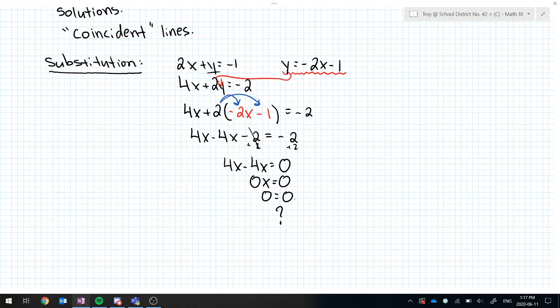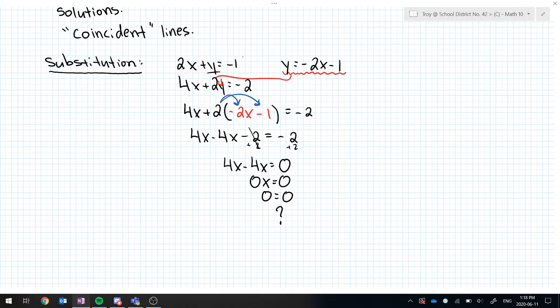Okay, I'm not going to do it here. If I used elimination for these 2 equations, you would find the same thing would happen. You would be left with 0 equals 0. So again, no value for a variable is calculated, but you are left with a true statement, which means that they are coincident lines and they have an infinite amount of solutions.